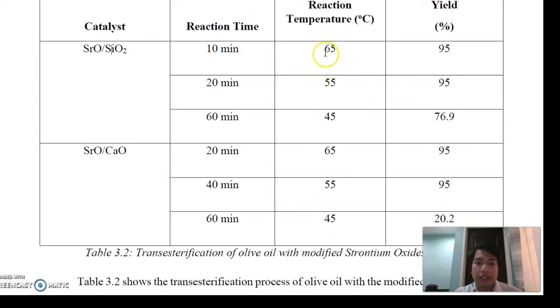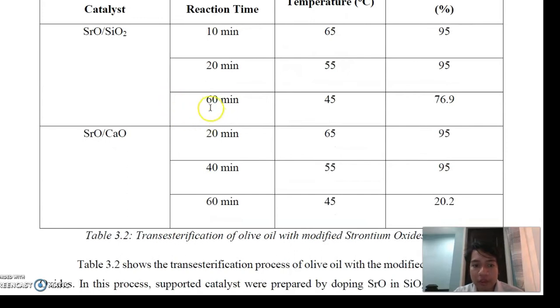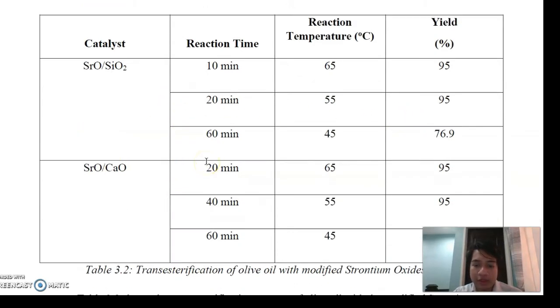But there's something notable here. After 1 hour, both catalysts give a lower yield. This is because after quite some time, the reaction will reverse and turn back into the reactants from earlier.